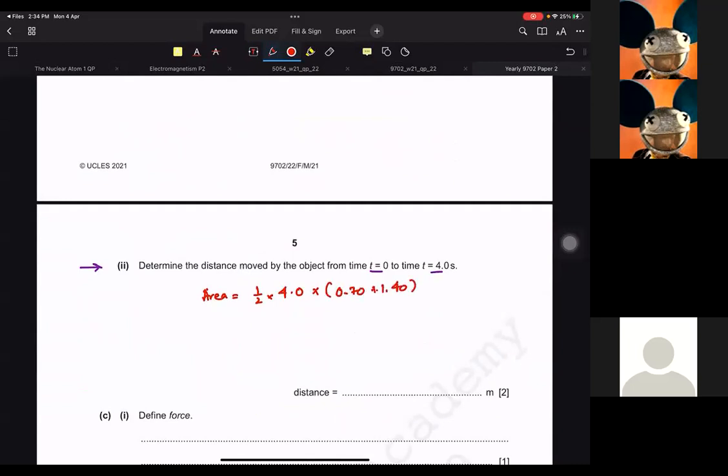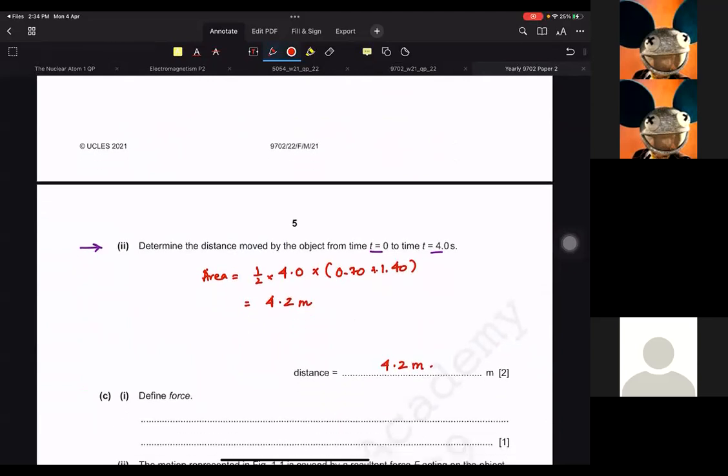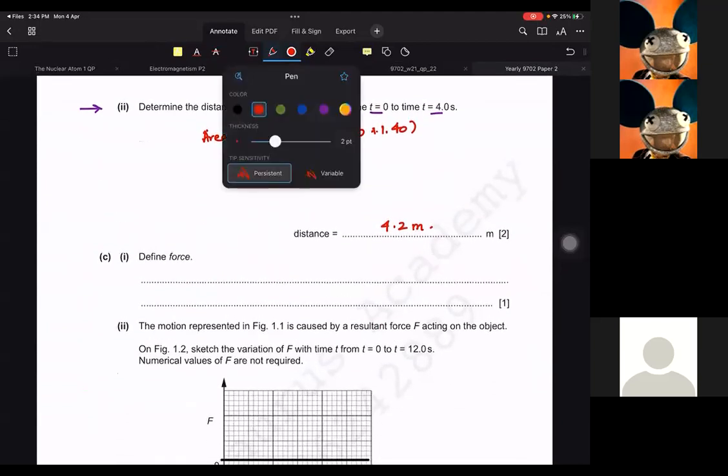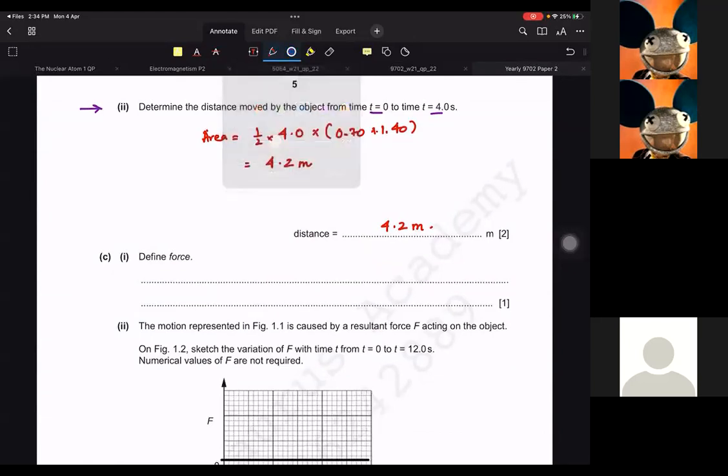So when you do this, you should be getting around 4.2 meters. Check this, please. It's not very hard. Now in part C, it says define force, and force is basically the rate of change of momentum.